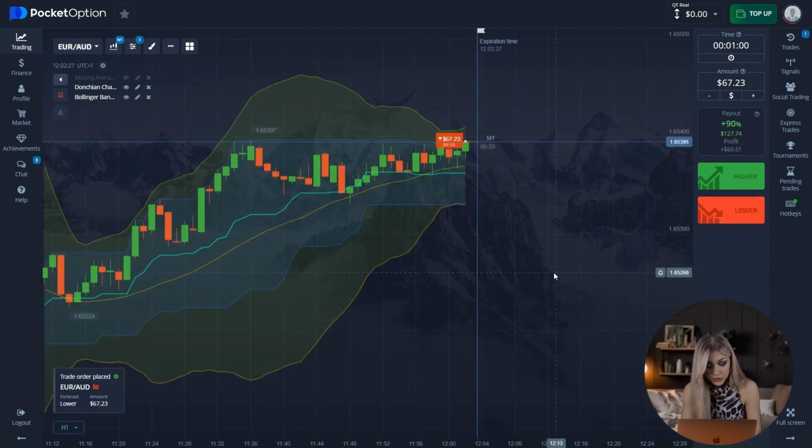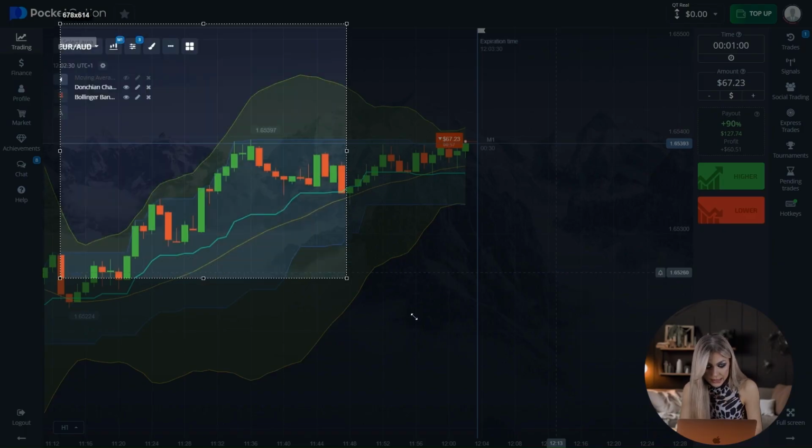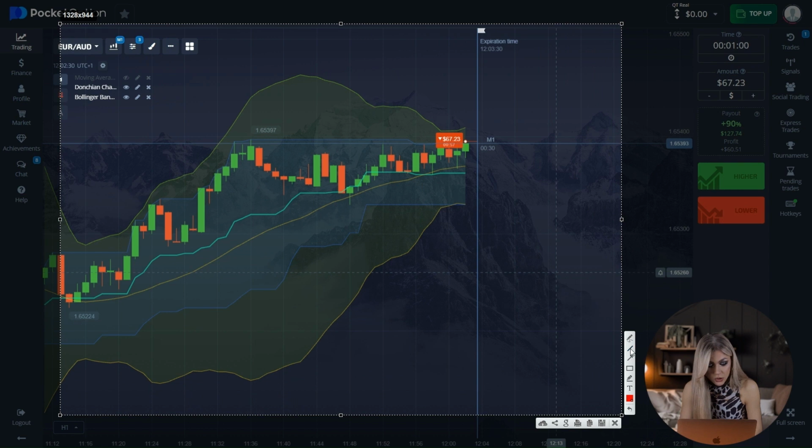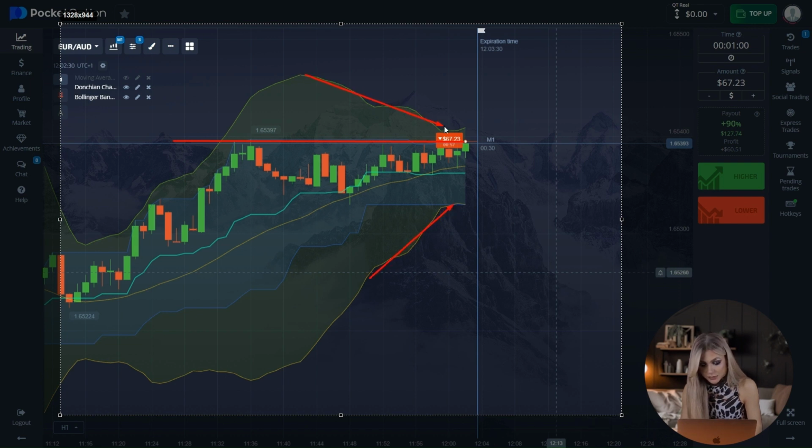And back to the euro and US dollar pair, but this time the Australian one. Let's see what we have here. So a strong resistance level is also obvious. It is also obvious that the Bollinger channel is narrowing. This means volatility is decreasing.